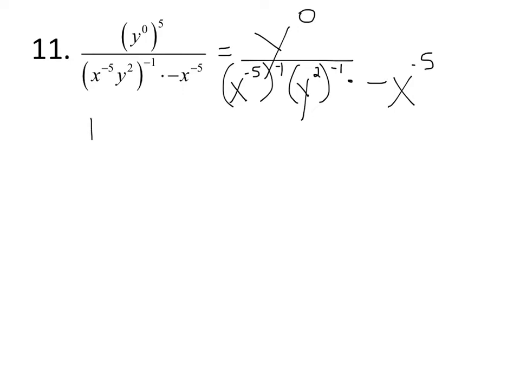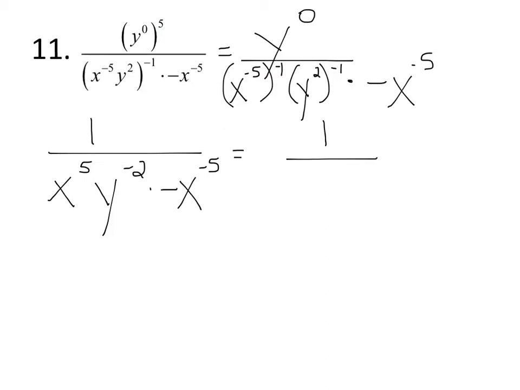So we know y to the 0 is just 1, so we're going to go ahead and put that there. Then here, power to a power, so you multiply your exponents. Negative 5 times negative 1 is positive 5. Here, power to a power. 2 times negative 1 is negative 2. And then it is times negative x to the negative 5th power.